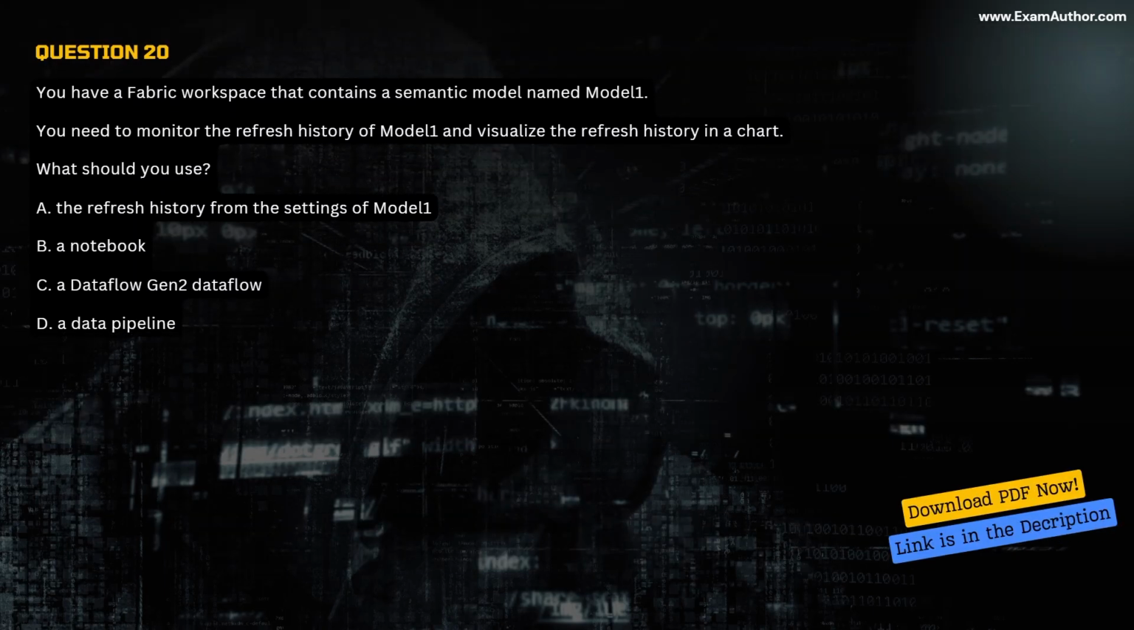Question 20. You have a Fabric workspace that contains a semantic model named Model 1. You need to monitor the refresh history of Model 1 and visualize the refresh history in a chart. What should you use? A. The refresh history from the settings of Model 1. B. A notebook. C. A Dataflow Gen 2 data flow. D. A data pipeline. Correct answer B.